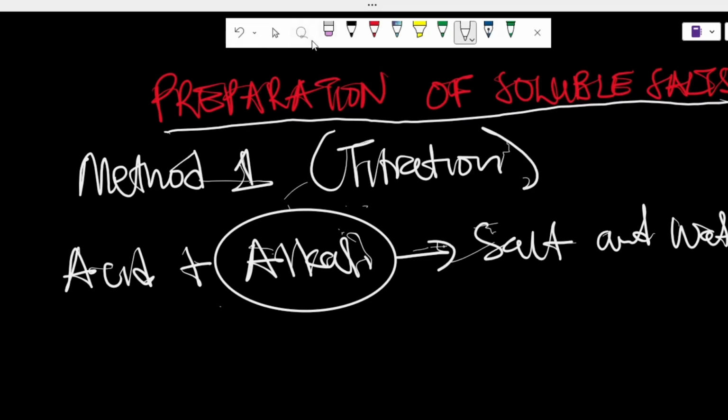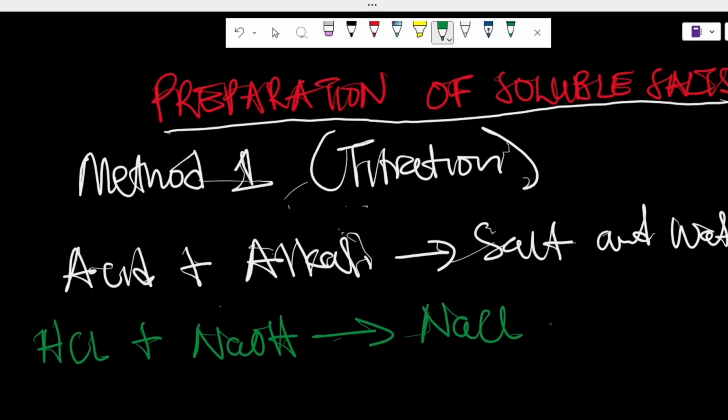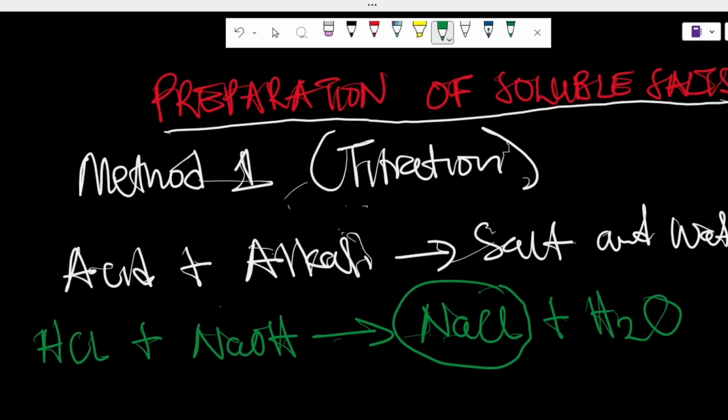So let's give some examples of this. So let's say we have hydrochloric acid plus sodium hydroxide, which is an alkali, and we're going to get sodium chloride plus water. So this sodium chloride salt is a soluble salt. This is one of the methods we can use to prepare soluble salts, just using titration.